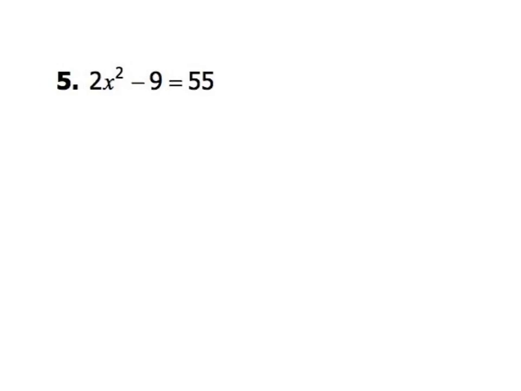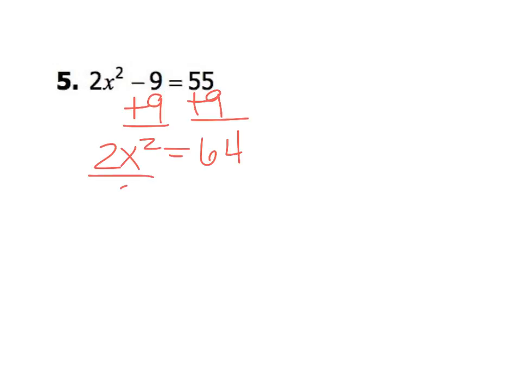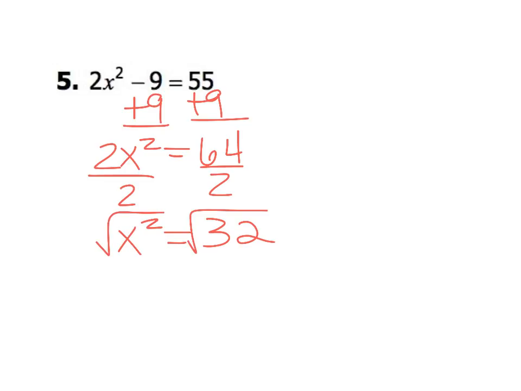All right, number 5, this is in the form ax squared plus c equals 0. All right, even though it doesn't equal 0, we can move everything to one side so that it's equal to a number, okay? So what we want to do is first isolate x squared, so we add 9 to both sides. We get 2x squared equals 64. We're trying to isolate x squared, so we want to divide both sides by 2, and we get x squared equals 32. Now, to isolate that x, we want to take the square root of both sides, so we get that x equals plus or minus square root of 32.